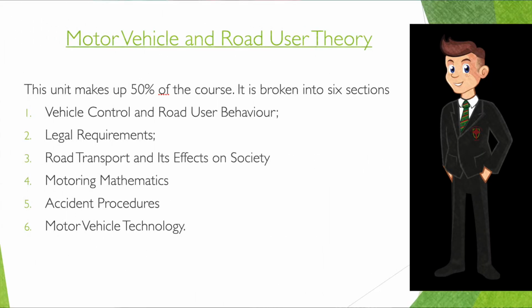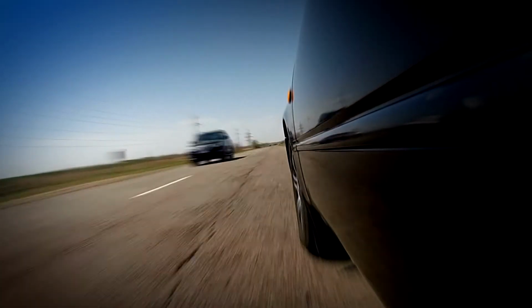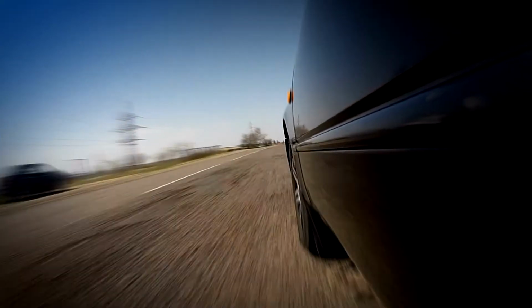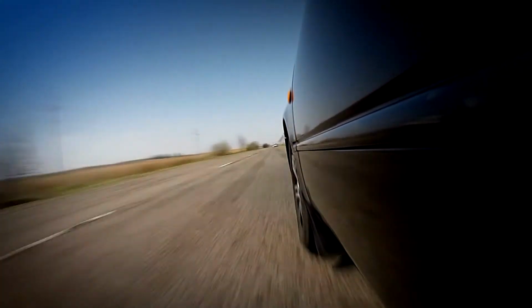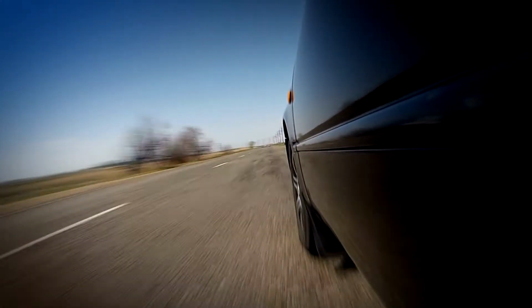The first unit is the main unit and it makes up 50% of the course. This is broken into 6 main sections. There's vehicle control and road user behaviour, so how drivers are driving on the road, the weather conditions they face, driving with drink and alcohol in them, and driving with stress.